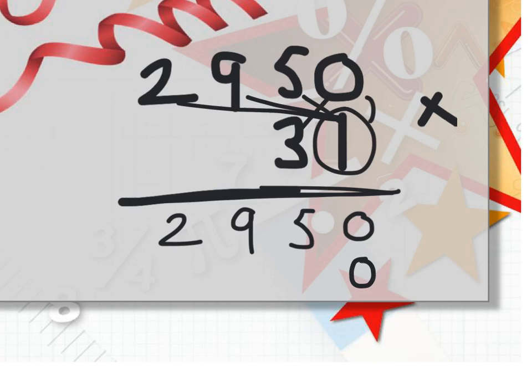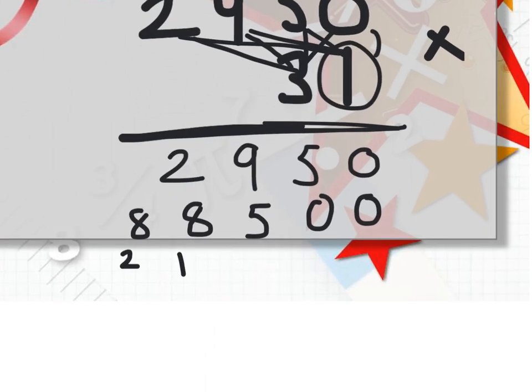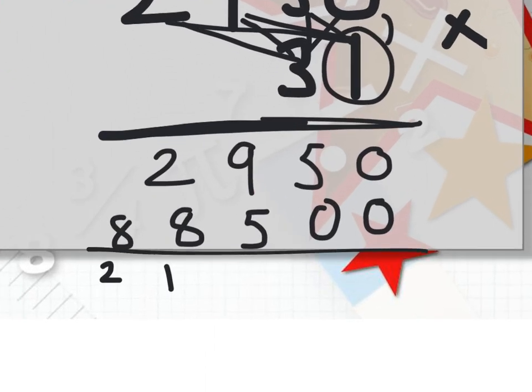3 times nothing is nothing. 3 times 5 is 15. 3 times 9 is 27. Add our 1 is 28. Put our 2 over here. 3 times 2 is 6. Add our 2 is 8. So now all we need to do is add these two numbers together and we'll have our answer.